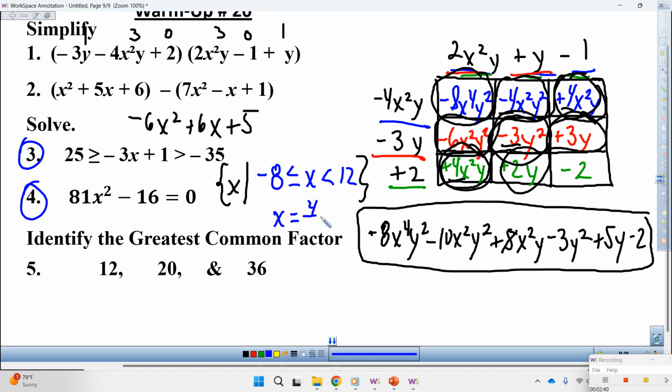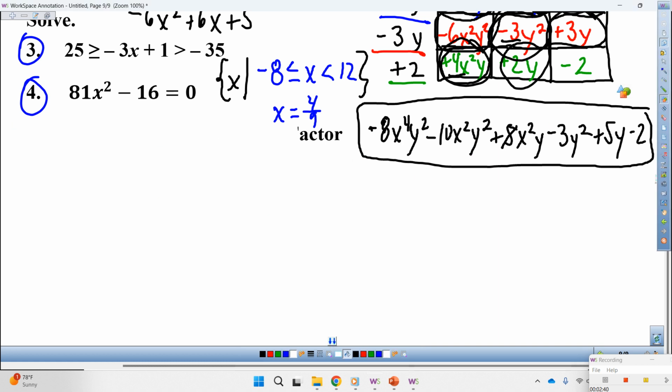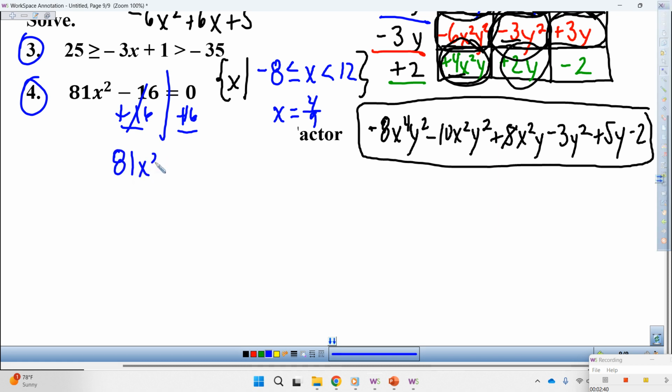Four over 9. All right, let's double check. Let me go over that one, make sure we got it. First things first, add 16 to each side. We're left with 81 x squared equals 16. So far so good. Divide by 81, divide by 81. X squared equals 16 over 81.